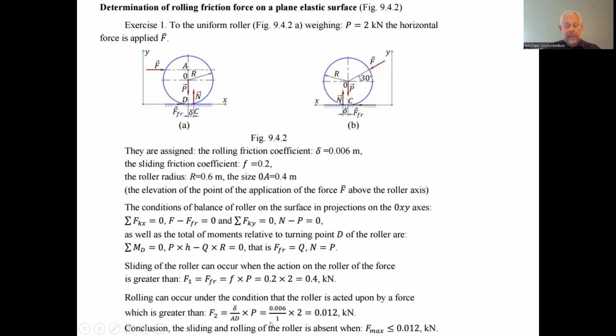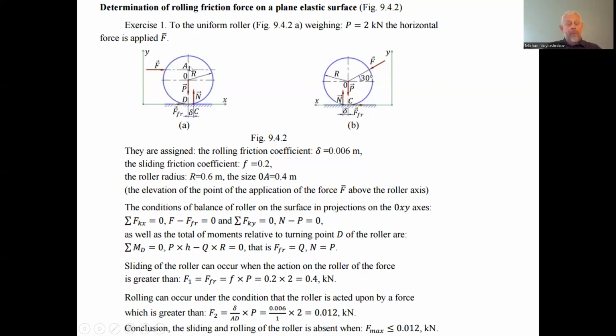So the conclusion is that sliding and rolling of the roller are absent when this force is no more than 0.012. If it is more than 0.012, the wheel will roll, and if the force is more than 0.4 kilonewton, the wheel will roll and besides it will slide. I mean, dry sliding will occur if the force is more than 0.4, but the minimal is 0.012 kilonewton.